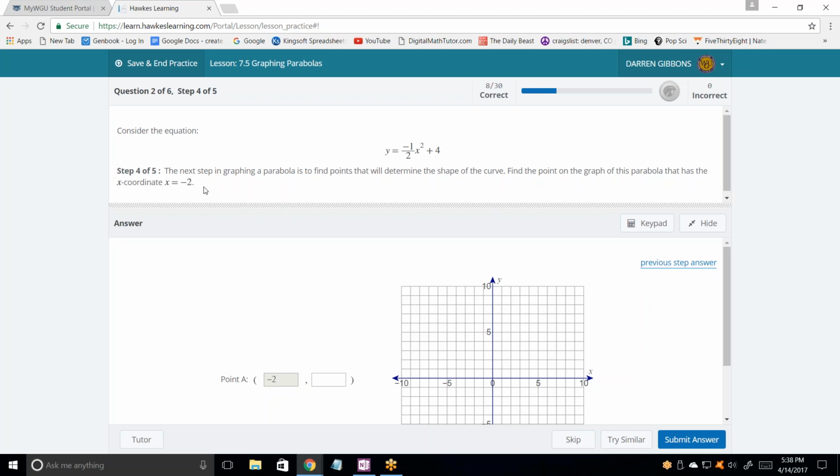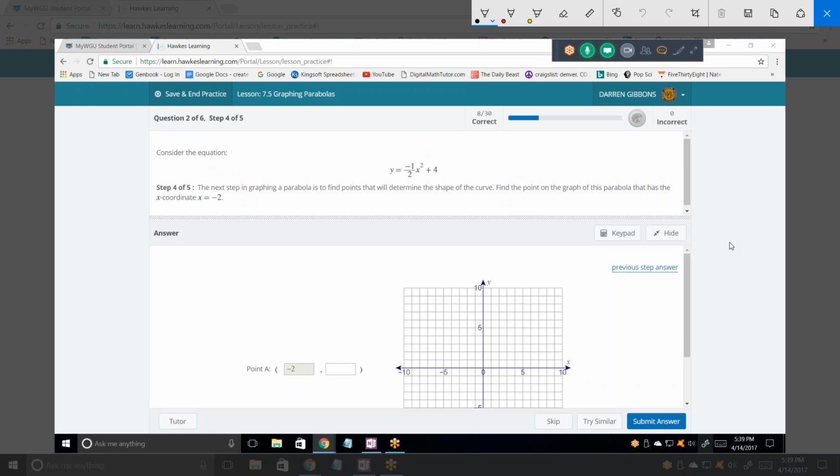This question, there's only one thing to do. Plug in -2 for x. Well, what do you get when you plug in -2 for x? So it would be -1/2 multiplied by -4 plus 4. Now be careful when you square -2. What's -2 squared? That positive 4 then? Yeah.